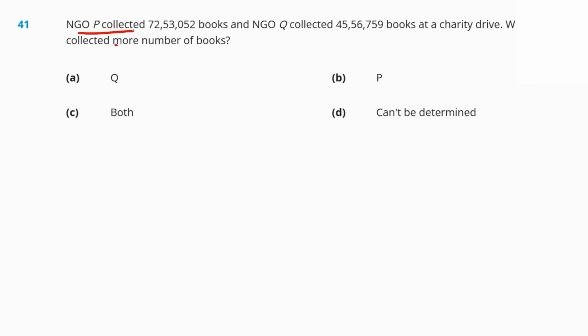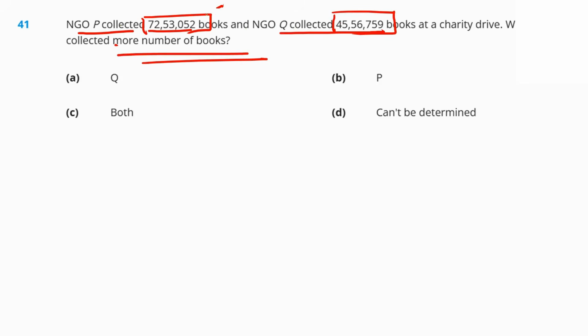Next question reads, NGO P collected these many books, NGO Q collected these many books at a charity drive. Which NGO collected more number of books? You just need to pick the higher number. That's for NGO P. So P is the answer.